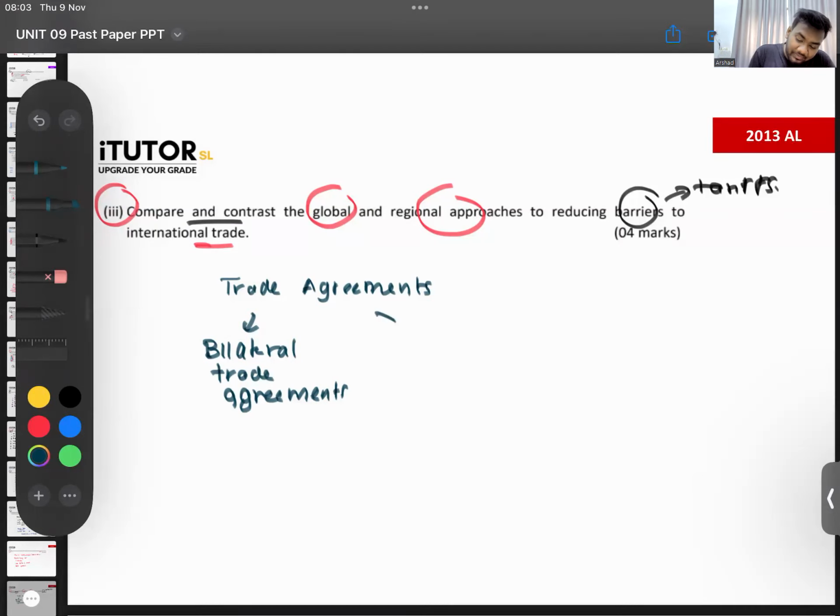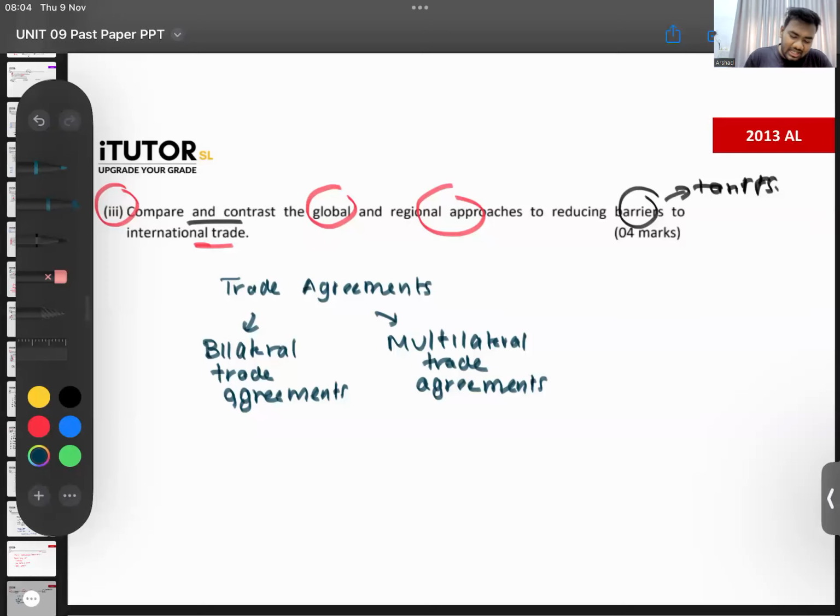Then also multilateral trade agreements, where within your region you have SAFTA, the South Asian Free Trade Agreement. Even NAFTA, the North American Free Trade Agreement, and AFTA are other regional ones. Those are all regional trade agreements. All of this helps in what, Lamai? It helps with reducing barriers. So you can talk about how it helps.